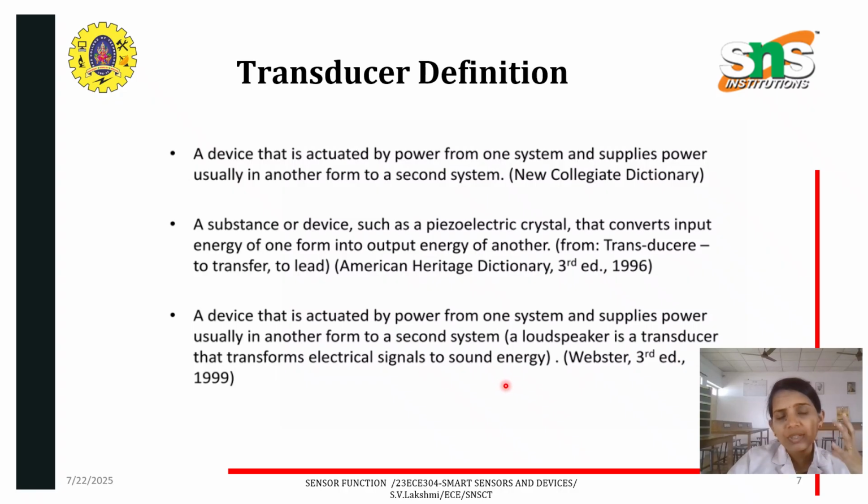Now, coming to the exact definition for transducer, as I told, it is a device which is activated by power from one system and supplies power to another system. For example, if I take a piezoelectric crystal, it converts one energy to another energy. So, on application of mechanical force, an electric field is generated. That is the piezoelectric effect, and the reverse is the inverse piezoelectric effect.